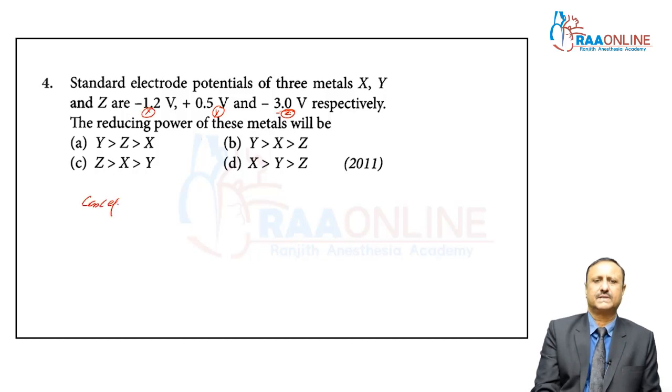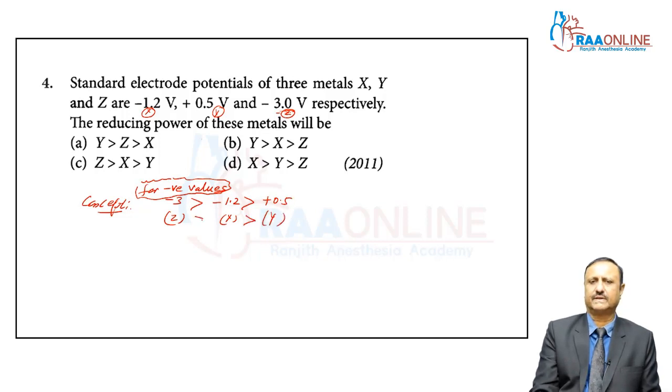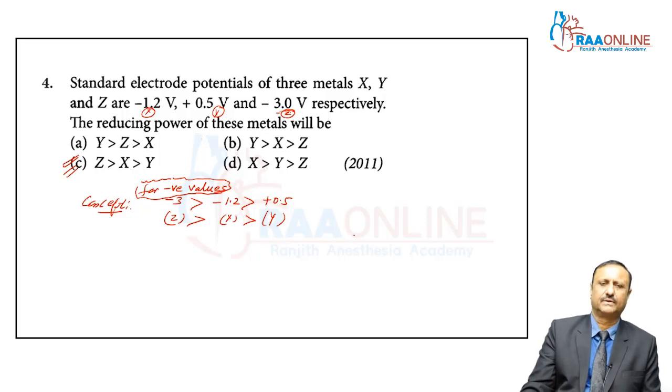So, my dear students, the concept is that the greater negative value is the stronger reducing agent. Comparing the negative values: -3 is for Z, not for X, then -1.2 is for X, and after this plus 0.5 volt is for Y. So, my dear students, the order is Z, X and Y, and this order is present in option C. You can see the fourth question's correct answer is option C.